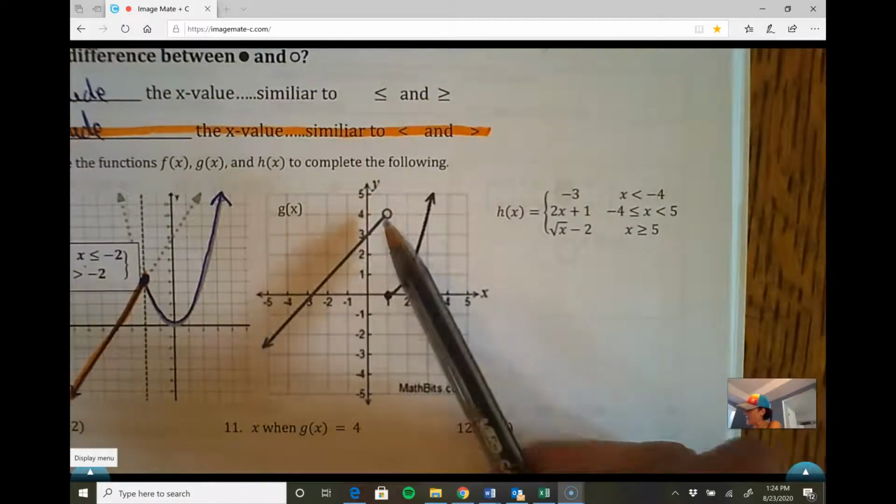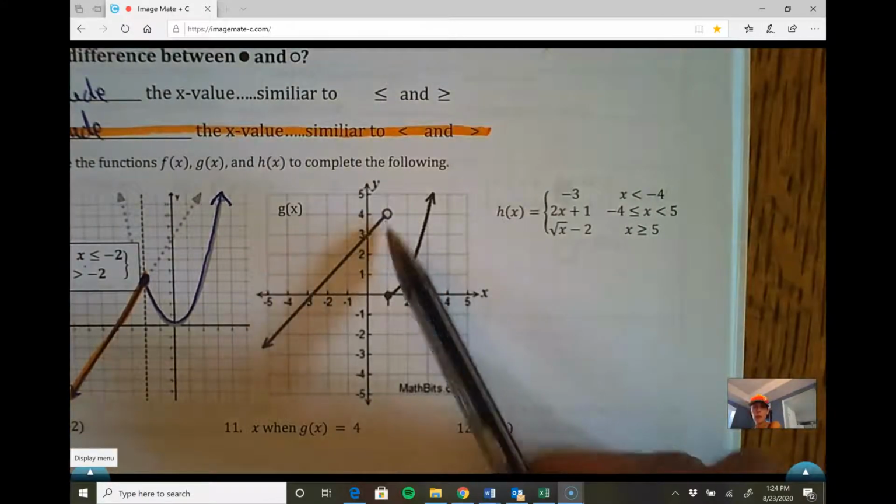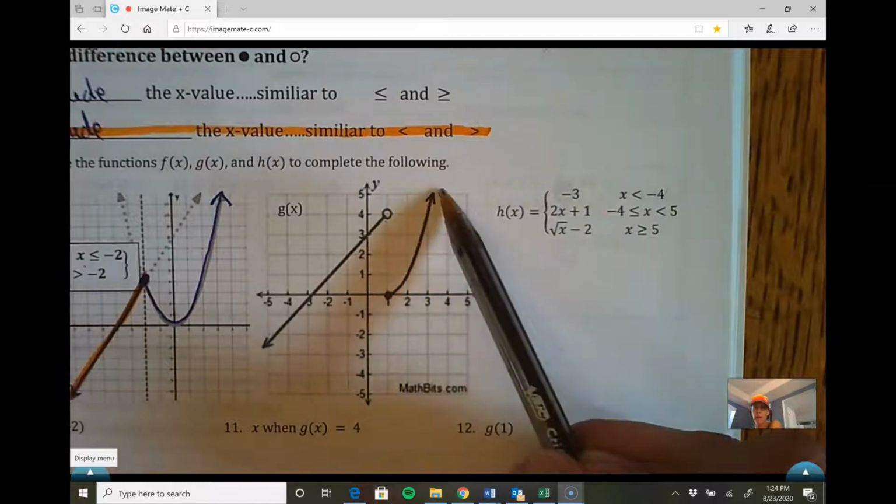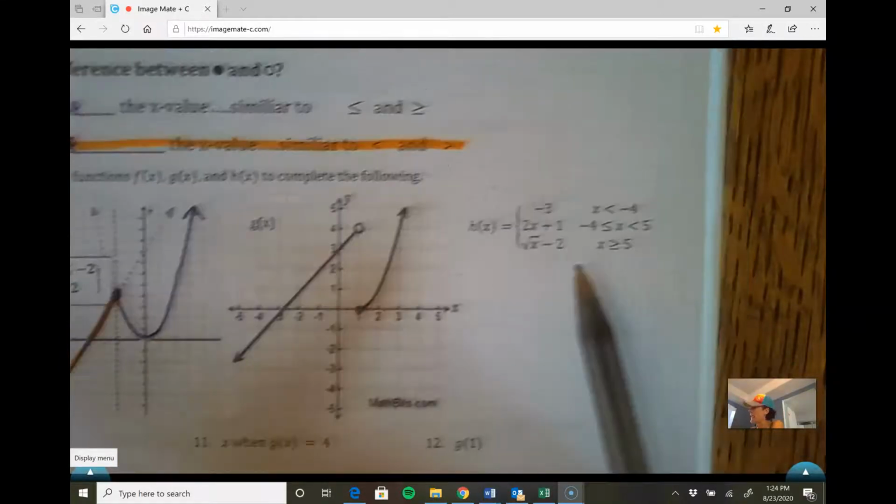And in this function, I've got my line. I won't include 1, but for this part of the parabola, I will include the 1. And then that's g of x.